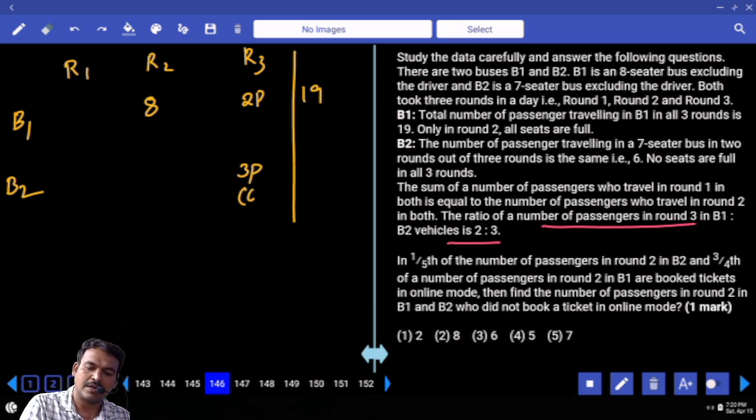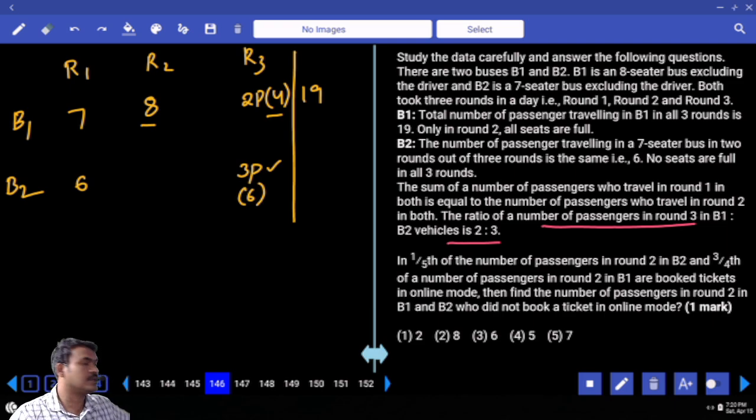Suppose 3 parts I consider 6. If it is 6, first value also I write 6. Equal value or different value? Equal value. If 3 parts are 6 means 2 parts are how much? 4. 8 plus 4, 12. Out of 19, 12 complete. What is the remaining? 7. 7 plus 6, 13. If these two are 13 means these two sum also 13. Means obviously your value 5.